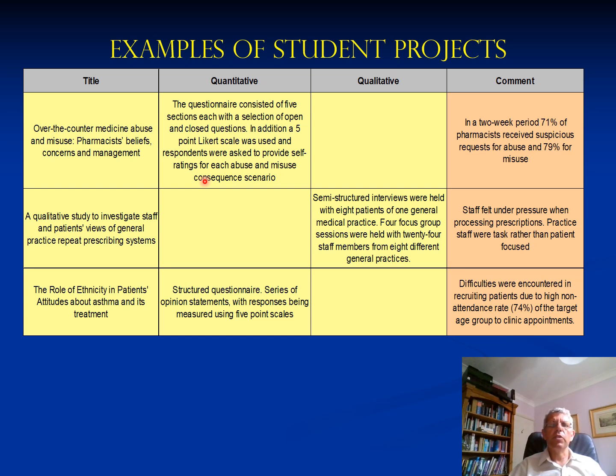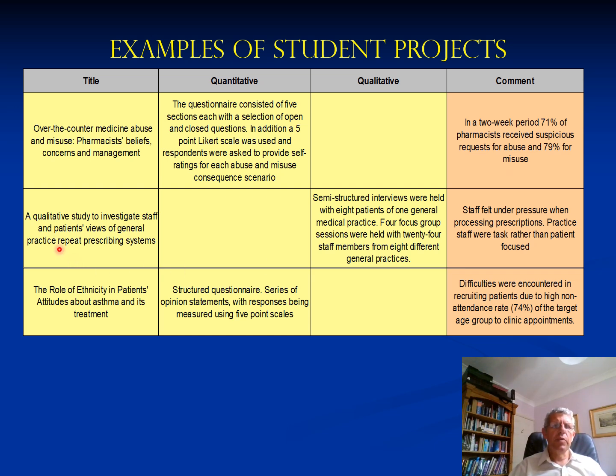And I'm just going to look at one comment from this study, which was that in a 2-week period, 71% of pharmacists received suspicious requests for things that they considered to be abuse, and 79% for misuse. So high levels of requests, and the underlying question is, are these data valid? Were the people answering the questions representative? So that's one example of a study.